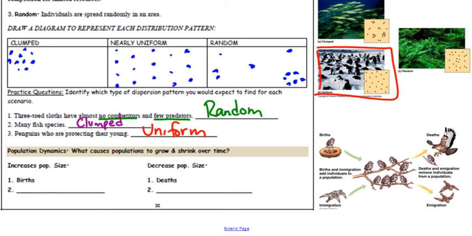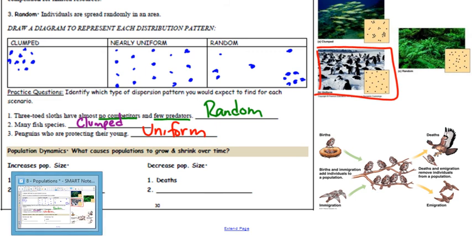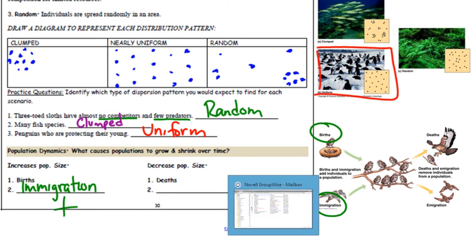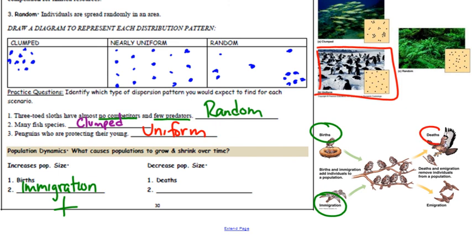Now, population dynamics. What causes populations to grow and shrink over time? Well, births are going to increase because for every new organism born, you are adding to the population size. Another thing to add to the size is immigration. New organisms joining the group. That is all going to add. On the other hand, shrinking. Well, when things die, you don't have as many in the group, or when things leave. Emigration.